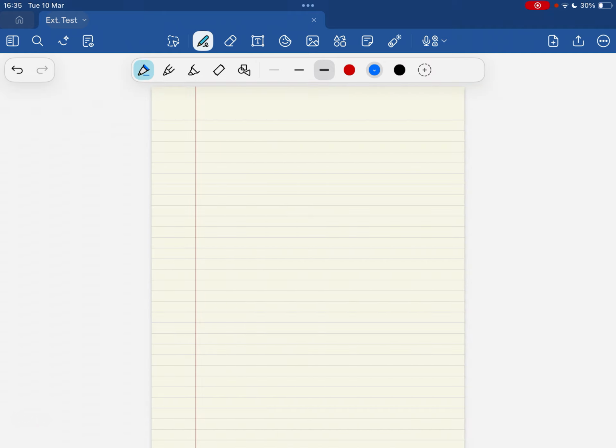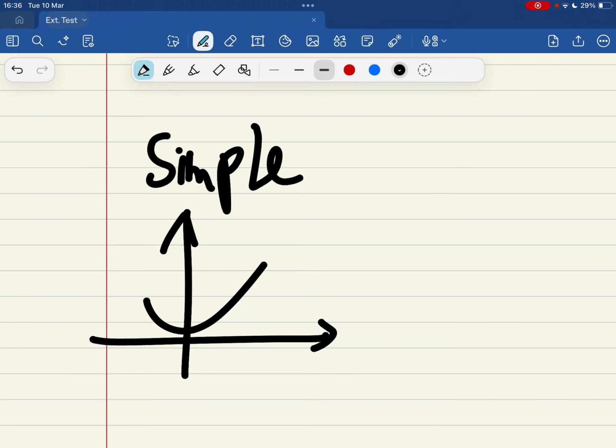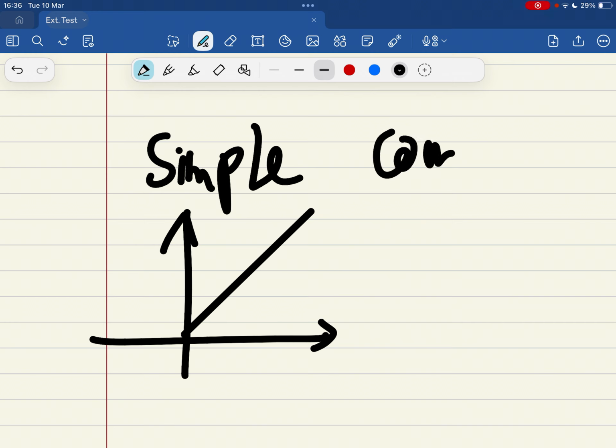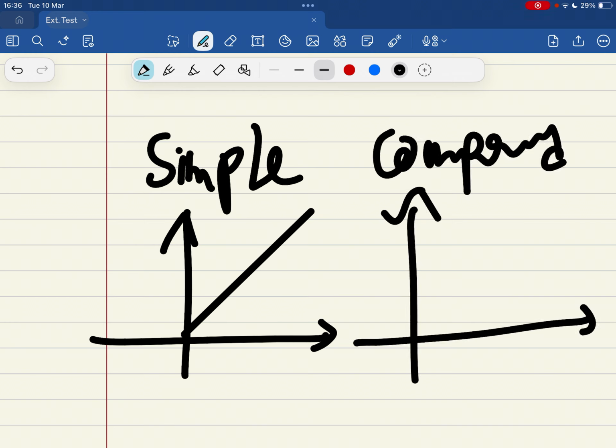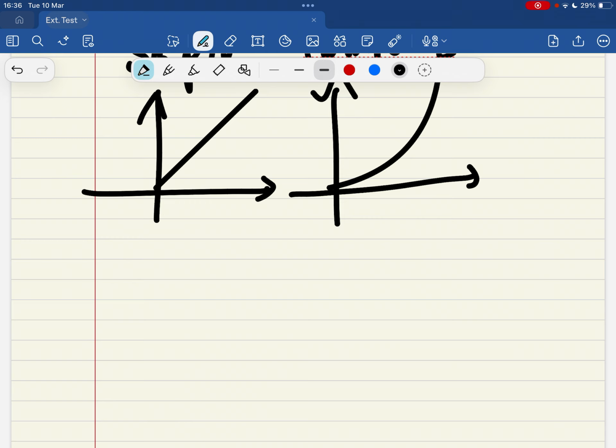We'll take a look at interest now. There are two different types of interest. You have simple, which looks a bit like a linear graph. And we have compound interest, which looks like an exponential graph, which we will learn about in grade 9. So you have your simple interest and your compound interest. What is a simple interest and what is a compound interest?